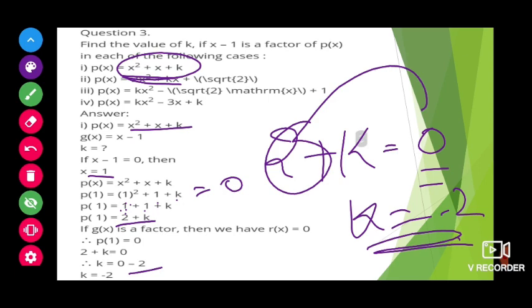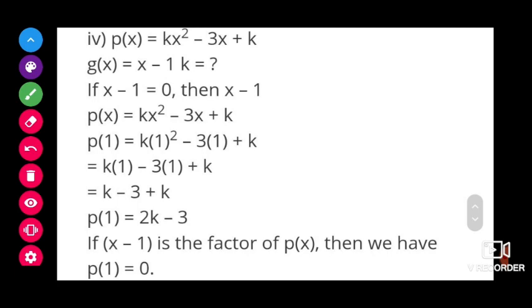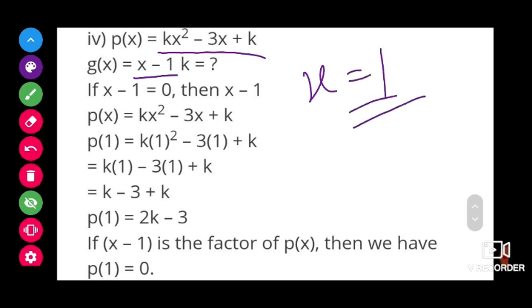Next, in the same way, children, the next equations also we can substitute and find. One more equation here, I solved: k x square minus 3x plus k. If x minus 1 is the factor, then x equals 1. If we substitute, the expression should become 0.